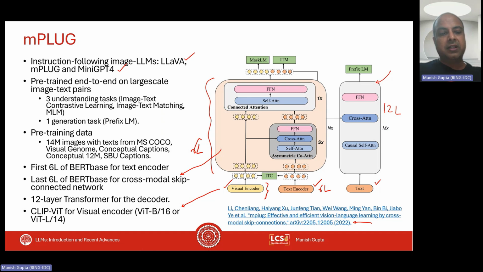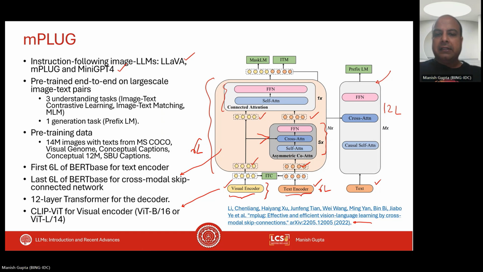Now, the only thing that is left for me to explain here is what this cross-modal skip connected network is. This is an interesting network. In some ways, it is not very different from what we have learned so far. You process the image via the visual encoder. You process the text using a text encoder, which is the first 6 layers of the BERT base. When you get these representations from the image side and the text side, you use asymmetric co-attention, where you use the image side to supply cross attention. Queries are from the text, keys and values from the image side. Whatever outputs you get from here, you combine with the image encodings, and you do the standard transformer encoder self-attention and feed forward.